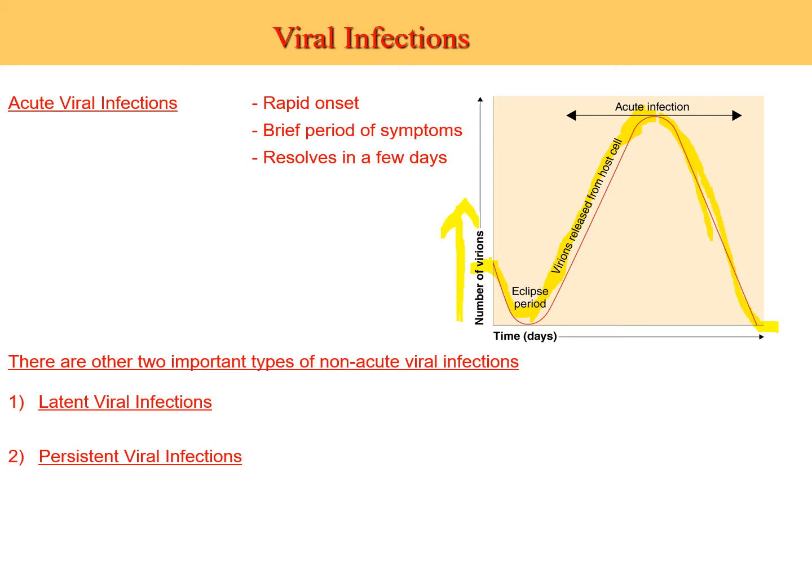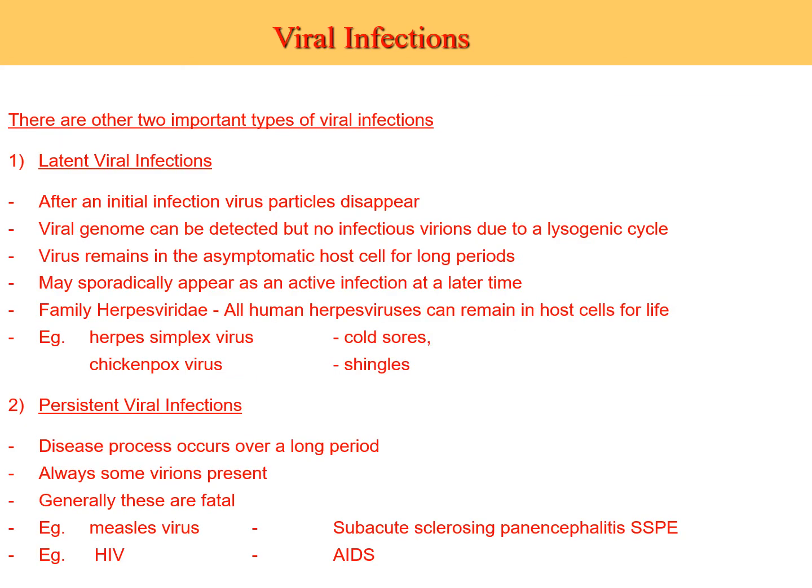There are two other important types of non-acute, much longer term viral infections. And this is something that's fairly unique to viruses in that you can have latent viral infections, which are essentially hidden from view. They lie hidden and do not reappear until months or even years later, and it can be a recurrent reappearance. Another type are persistent viral infections, and I'll describe those two types. So the two other types of non-acute viral infections are latent viral infections and persistent viral infections. And there's quite an important distinction between the two.